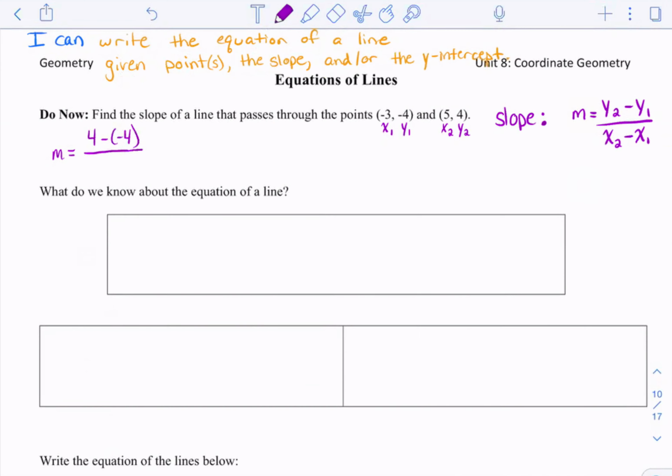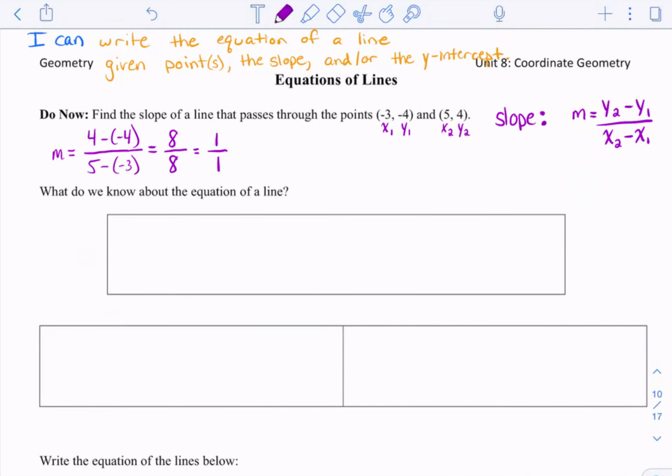Don't forget to bring that sign for the -4, and the same thing with the -3. 4 minus -4, minus a negative is plus, so that's 8. And 5 minus -3 is also a plus, so that's also 8. We always reduce if possible. 8 over 8, which the calculator can do for you or you could do in your head, is equivalent to 1 over 1, which is the same thing as just 1.